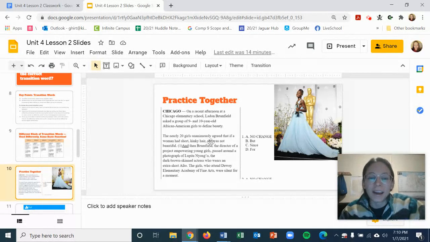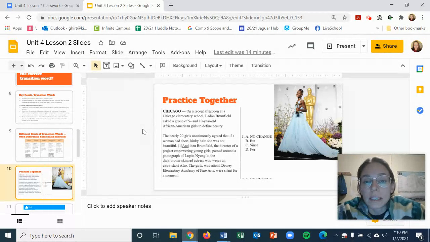Figure things out. So, on a recent afternoon at a Chicago elementary school, Layden Brumfeld asked a group of 9 and 10-year-old African-American girls to define beauty. The nearly 20 girls unanimously agreed that if a woman had short, kinky hair, she was not beautiful. Blank, then Broomfield, the director of a project empowering young girls, passed around a photograph of Lupita Nyong'o, the dark brown-skinned actress who wears an extra short afro. The girls, who attended Dewey Elementary Academy of Fine Arts, were silent for a moment.